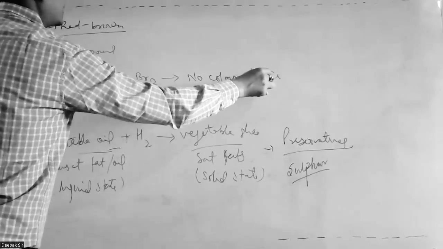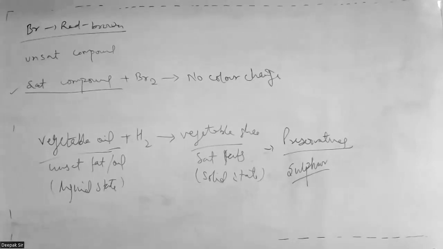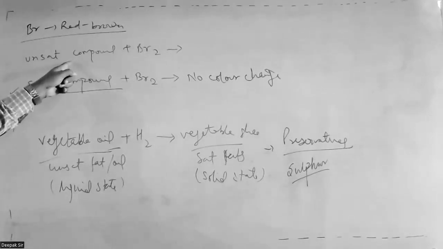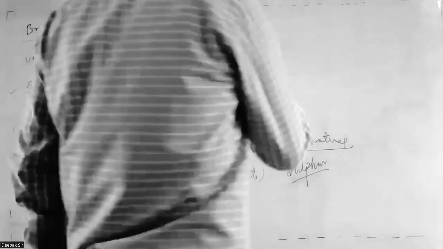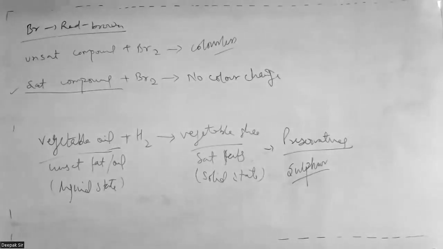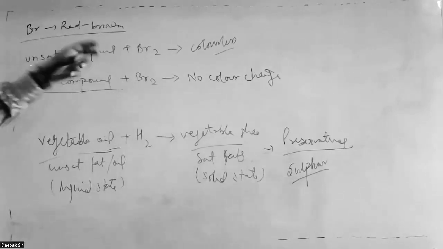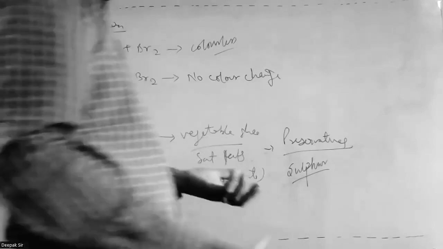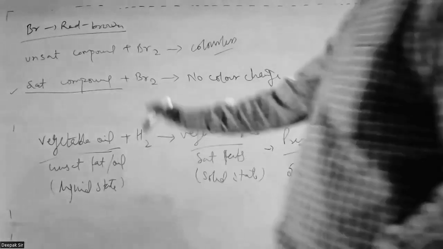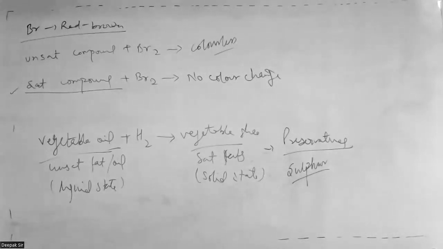That means the bromine color is the same as previous. It was red brown. Nothing has changed. That means there is no reaction. It is a saturated compound. But when we add an unsaturated compound to bromine, it is going to add and form a new compound, and the color of the bromine will fade away. We will see a colorless compound form. Wherever the compound reacts with the bromine and gets discolorized, we can say that compound is unsaturated. But if the compound does not change the color of bromine, then that compound is saturated. So we can differentiate between the two by using bromine.